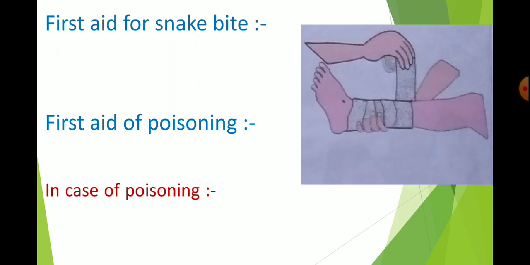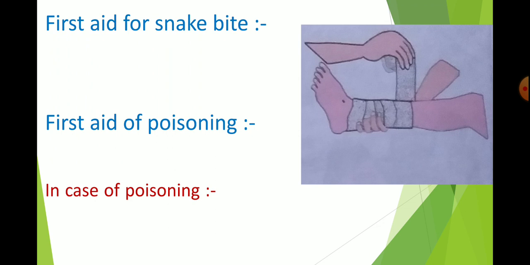Next, first aid for snake bite. When snakes like the cobra or krait bite someone, they inject poison into the victim's body. This poison travels through the blood and affects the heart and brain. So this can be very fatal too.